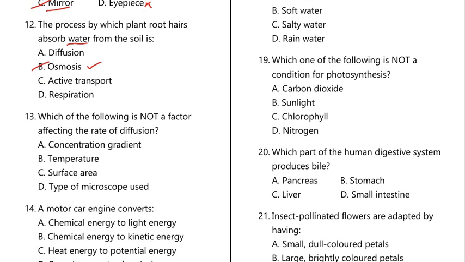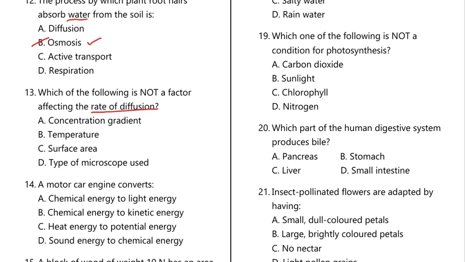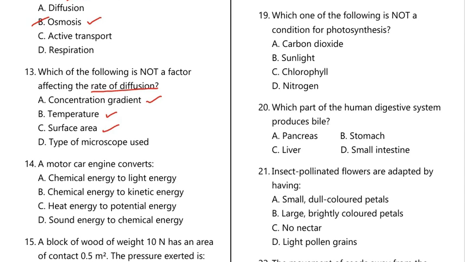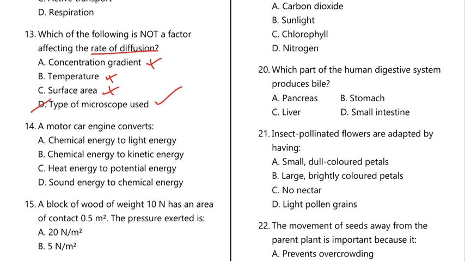13. Which of the following is not a factor affecting the rate of diffusion? One is concentration gradient. This one is a factor that affects. Temperature affects. Surface area to volume ratio affects. Type of microscope used? No, it does not affect. So this is the right choice.